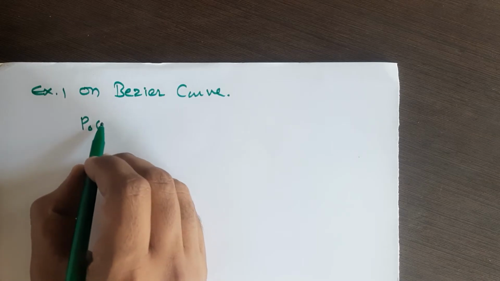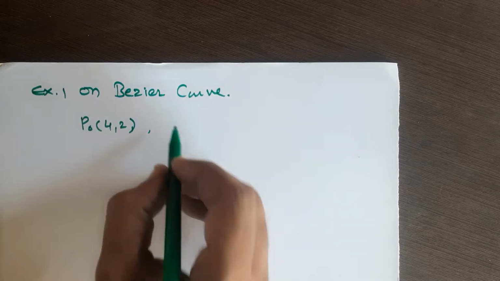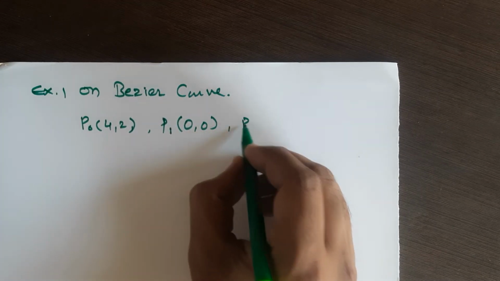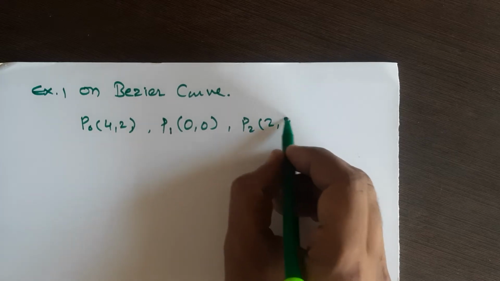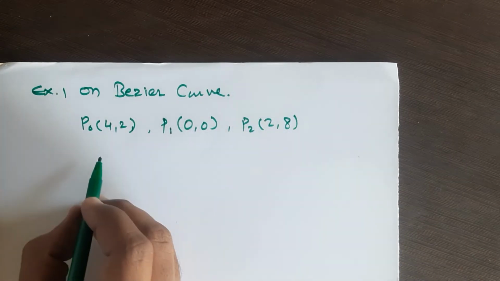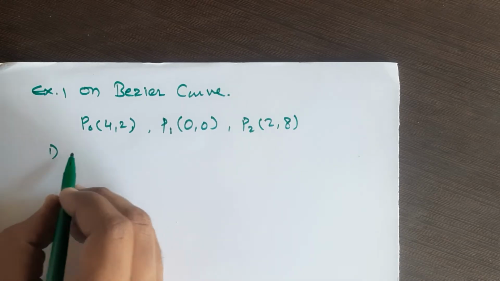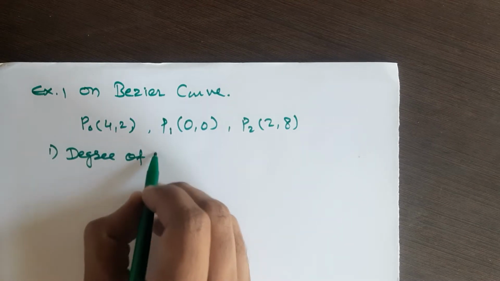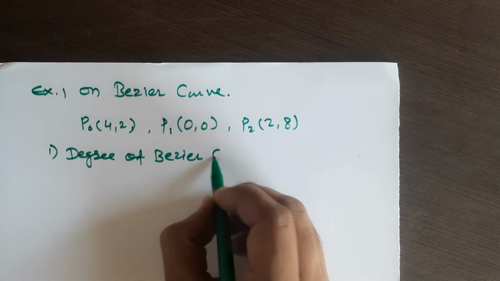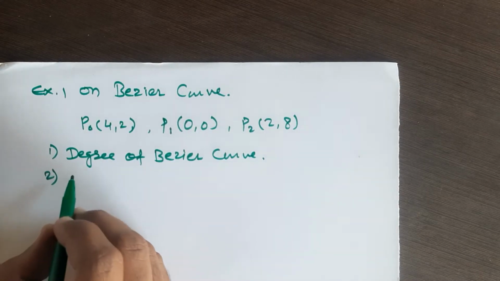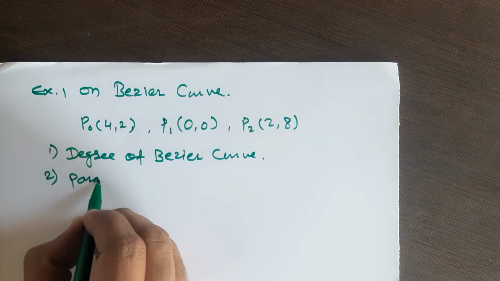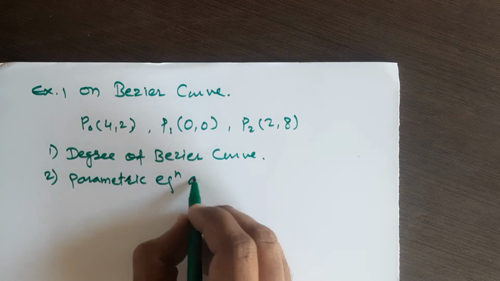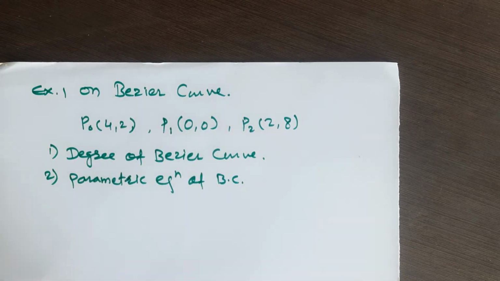P0: 4, 2, then P1: 0, 0, P2: 2, 8. Determine number 1, the degree of the Bezier curve. Number 2, the parametric equation of Bezier curve.